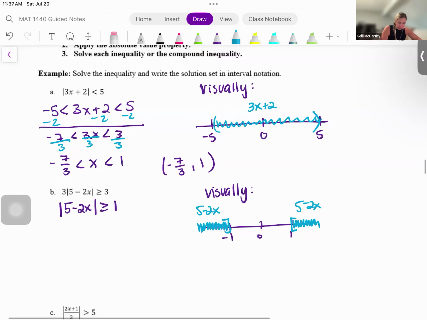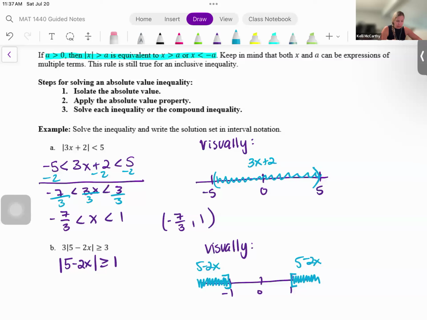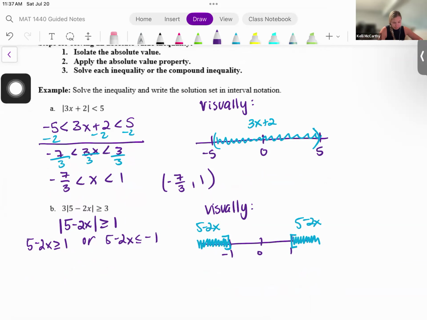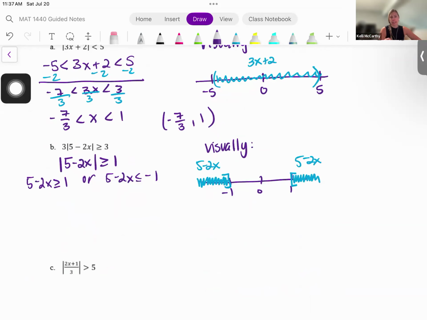So when I look at those rules at the very top of this page, if the absolute value of x is greater than a, that's equivalent to x is greater than a or x is less than negative a. So that 5 minus 2x is greater than, and in this case, greater than or equal to 1, or the 5 minus 2x in this case is less than or equal to negative 1. Now we're going to solve each of these inequalities separately.